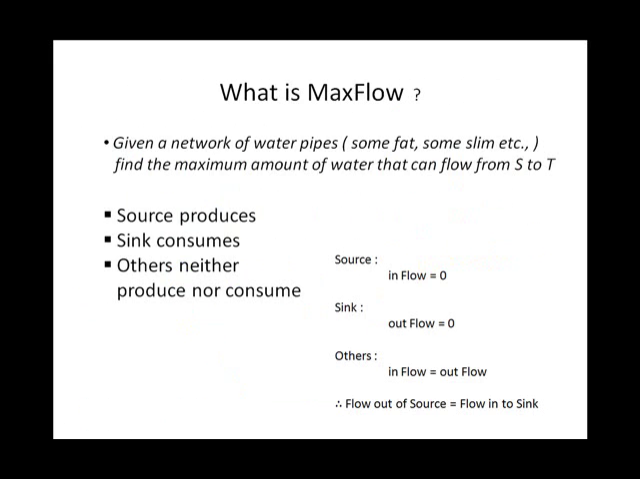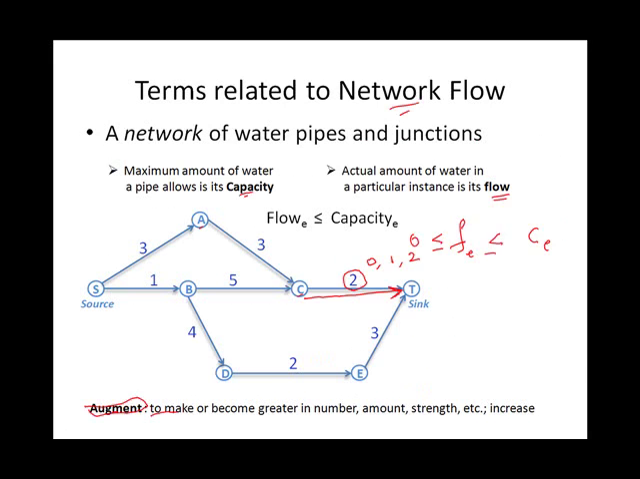So what is the MaxFlow problem actually? Given a network of water pipes, some of the pipes are fat and some are slim. We refer to the fat pipes as the ones with more capacity and the slim ones as the ones with less capacity. What is the maximum amount of water that can flow from S to T? These are the notations we will follow. We will refer to the source vertex as S, and we will refer to the sink as T. If you look at the previous graph, this is the source and this is the sink.